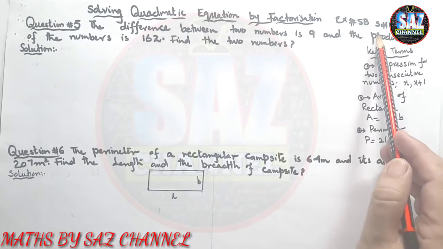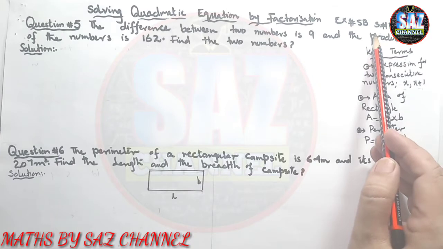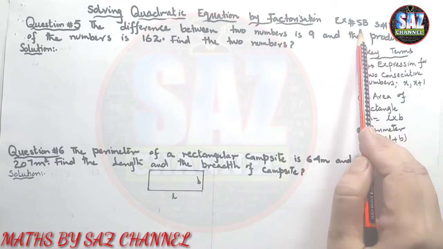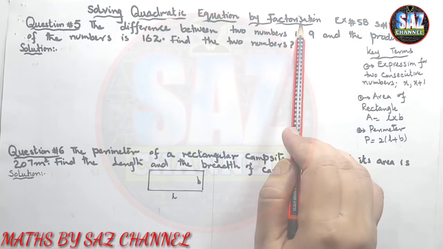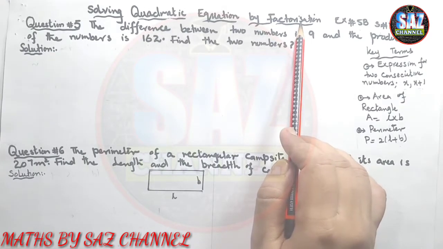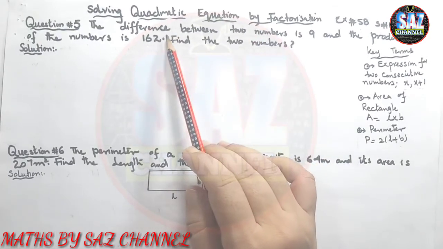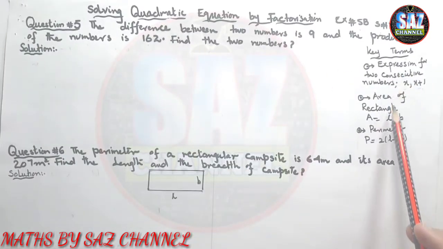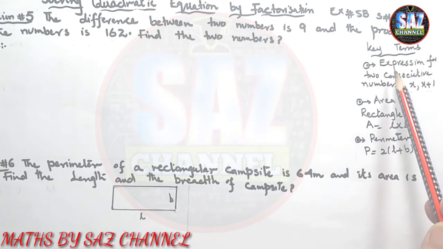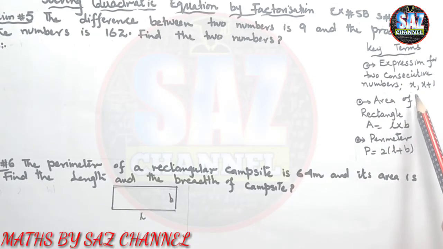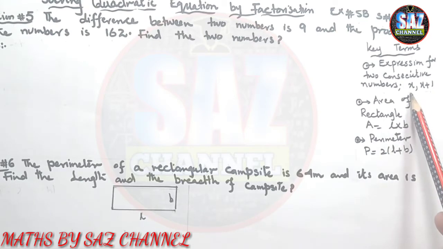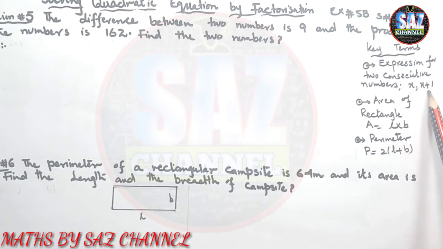This is my third lesson of D2 chapter number 5 exercise 5b, about solving quadratic equations by factorization. In this lesson we will learn how to apply quadratic equations in solving real world problems. Before going to the lesson, there are some key terms we have to understand. What is the expression for two consecutive numbers? For two consecutive numbers, you have to take the expression x and x plus 1.